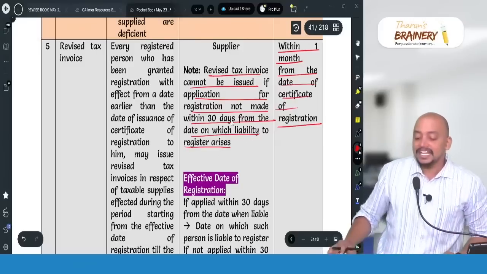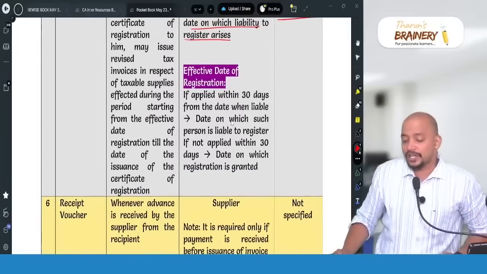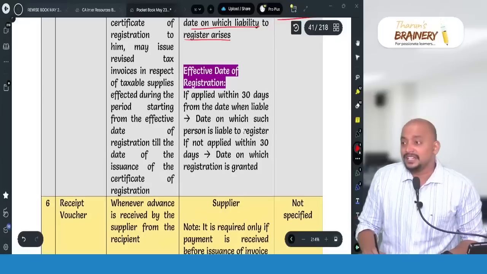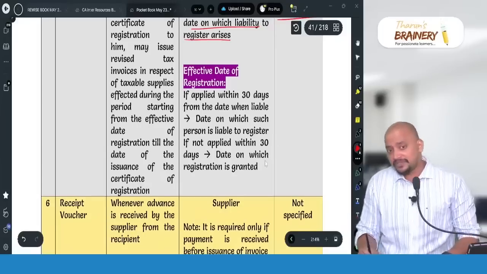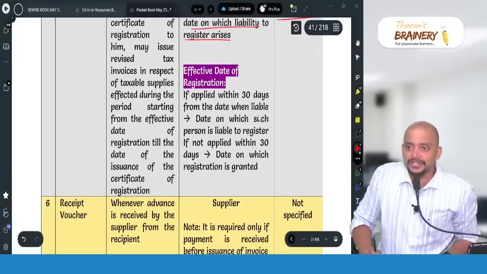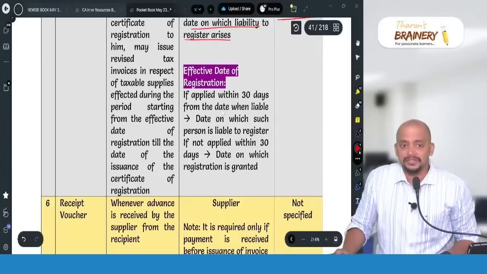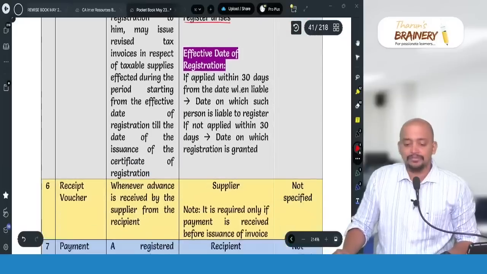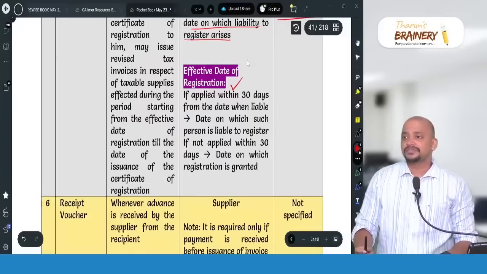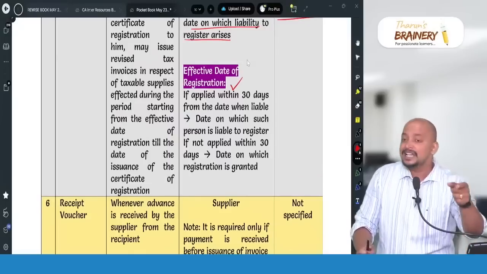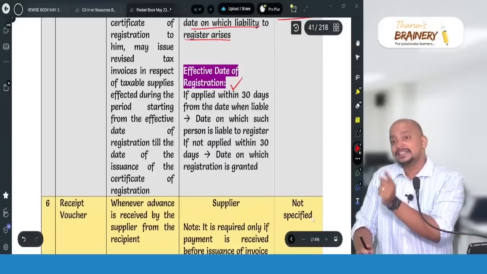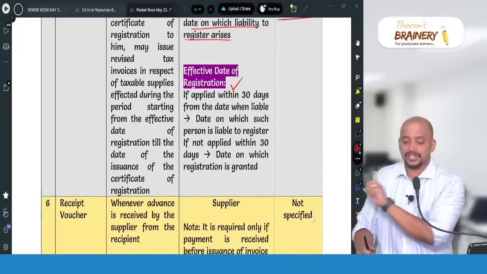Why? Because the effective date of registration is the date on which they are liable to get registered if the application is made within 30 days. If the application is not made within 30 days, the date of the registration certificate will be taken as the effective date of registration. So therefore, they cannot give the revised tax invoice in that case. Along with this, the effective date of registration also can be tested. So what is the effective date of registration? If the application is made within 30 days, the date on which they are liable to register. If the application is not made within 30 days, the date on which they got the registration certificate.